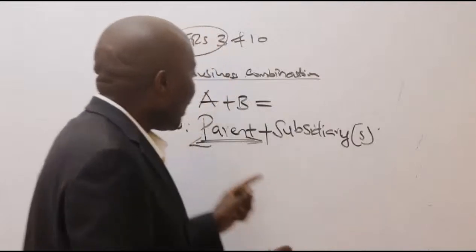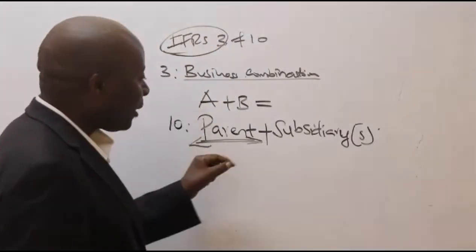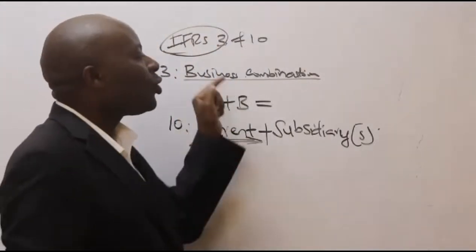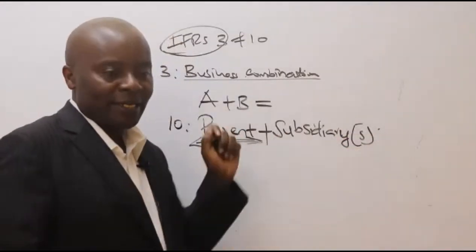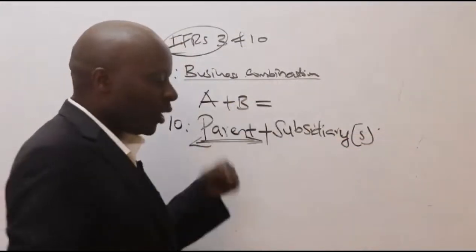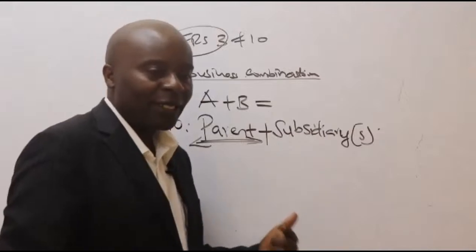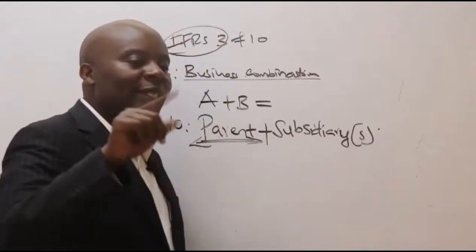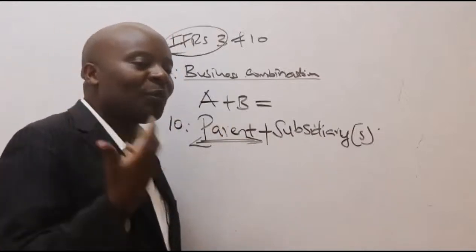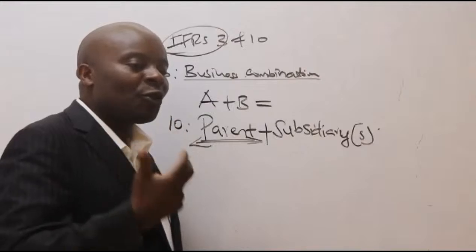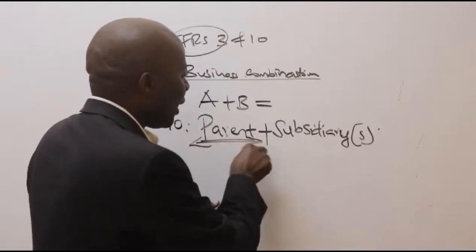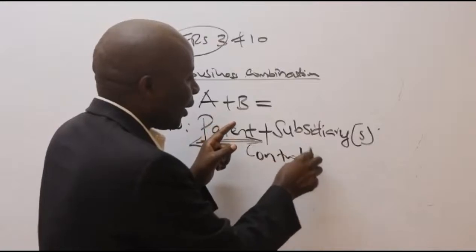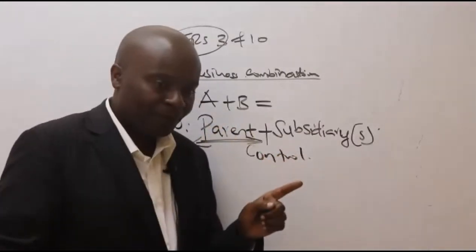Ladies and gentlemen, a parent basically is that particular company that is controlling another company. If I'm controlling my son, then I become a parent. And of course, a good parent, even if my son was to go to the university, should still be able to exercise some form of control. So when you talk of a parent-subsidiary relationship, we are looking at what IFRS 10 calls the control aspect.